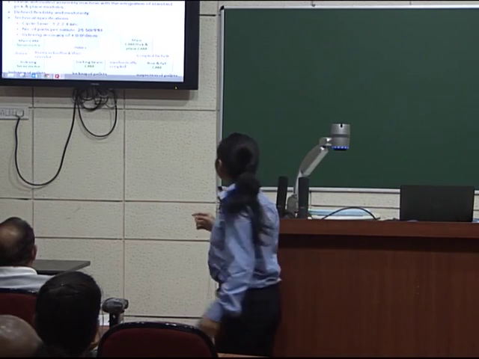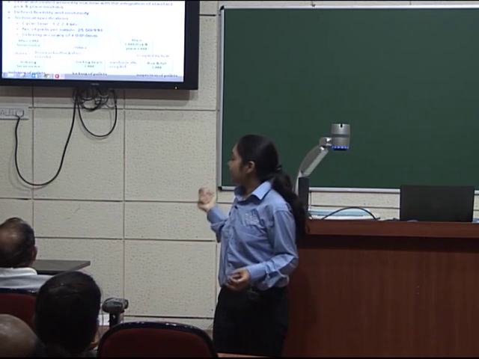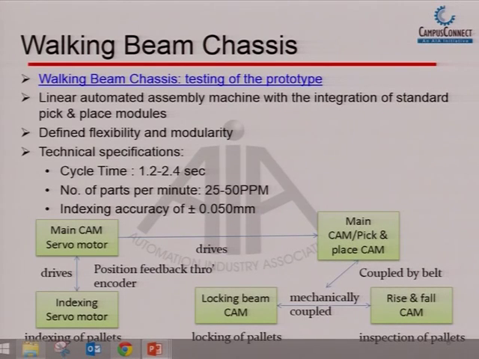Then you have the cycle time. The cycle time that we had targeted was 1 second, but due to design specifications we had to go up to 1.2. So from 1.2 to 2.4 we have tested on our prototype. The number of parts that we have worked with was 25 to 50 parts per minute, which was the maximum that we have tested in our prototype design. Then the indexing accuracy of 50 microns.